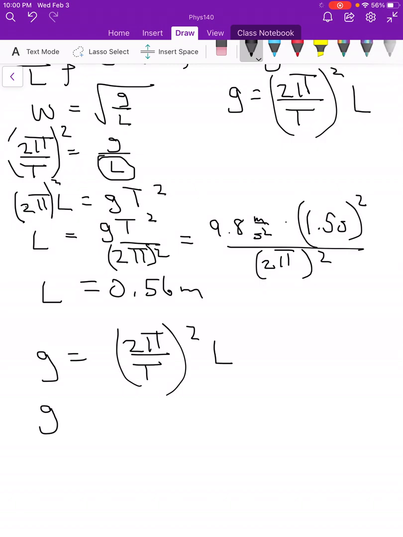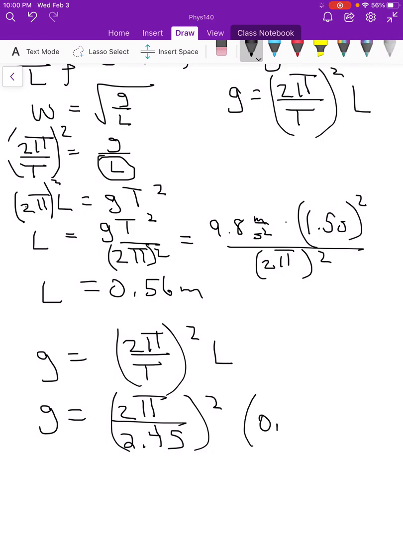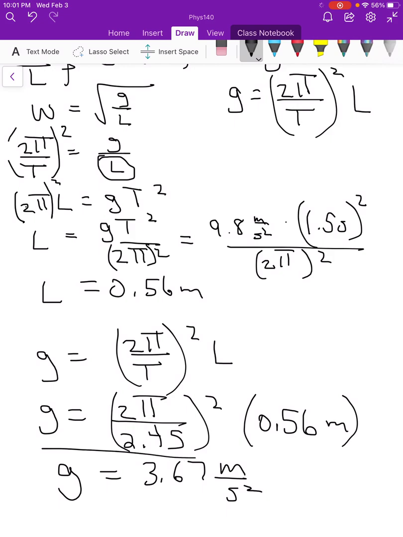And when I plug in my numbers, I'm going to get 2 pi. Now I need to plug in 2.45 for the period on Mars squared. And now I'm going to have 0.56, the length that I found in the last part. And I get g is equal to 3.67 meters per second squared on Mars, just from information about a pendulum.